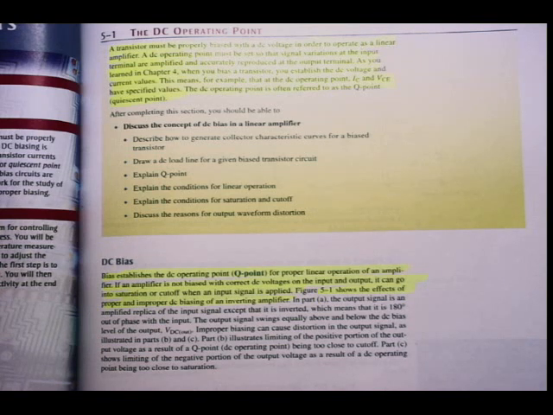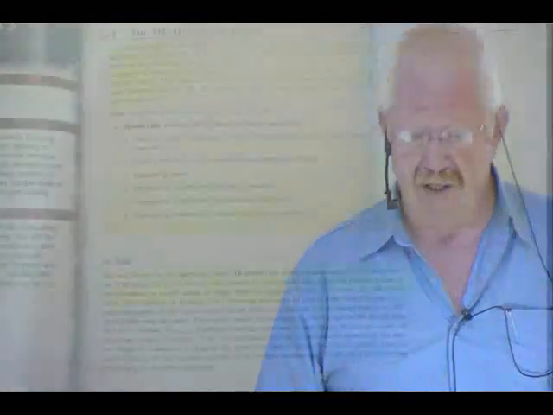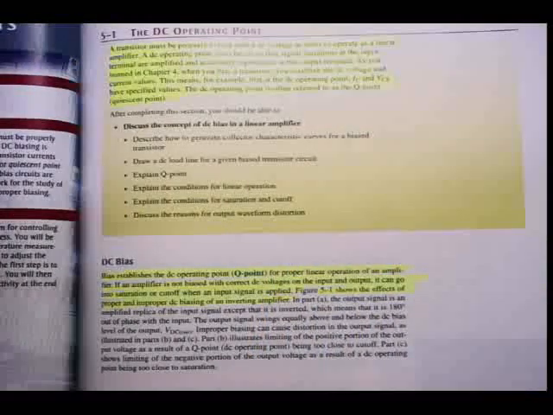As you've learned in chapter 4, when you bias a transistor, you establish the DC voltage and current values. This means, for example, that at the DC operating point, IC and VCE have specified values. The DC operating point is often referred to as the Q point, the quiescent point. This is very important. Before I'm going to use a transistor circuit for amplification, I have to bias first. Otherwise, I'm not going to get linear amplification.